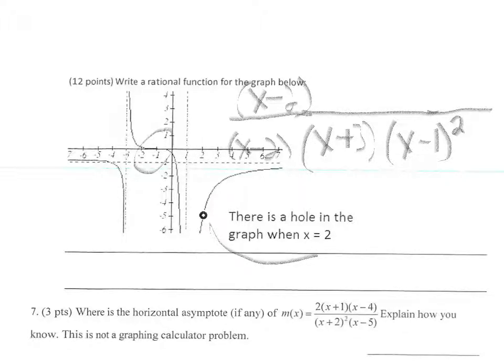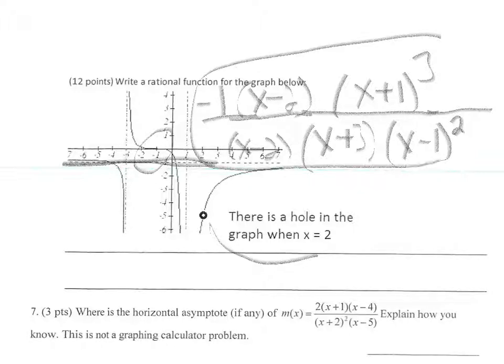I am seeing a triple zero at x equals negative 1. So x plus 1 cubed. I'm also seeing a polynomial that has the same degree in the numerator and the same degree in the denominator, both x to the 4th. So that tells me it does have a horizontal asymptote. And I look at this graph, I see it has a horizontal asymptote of negative 1. So that goes in the front, and that should graph that function.